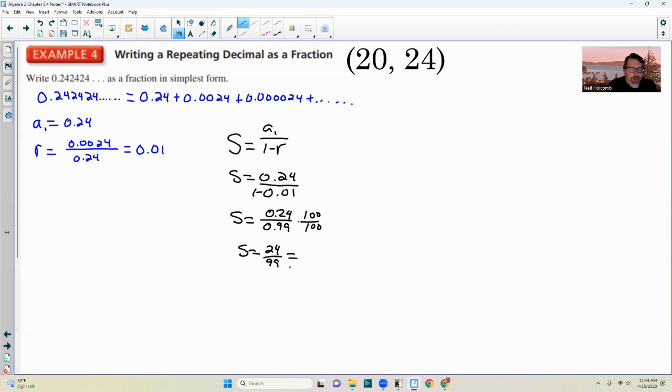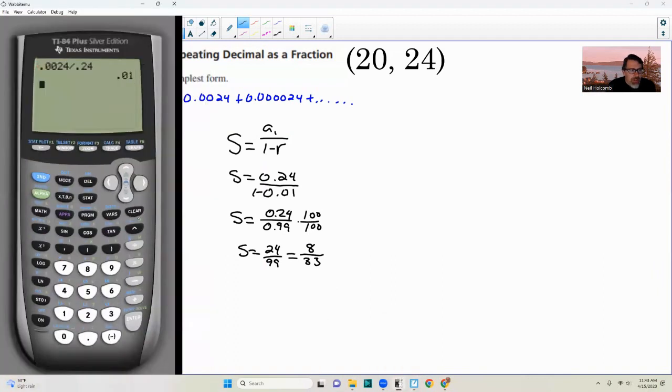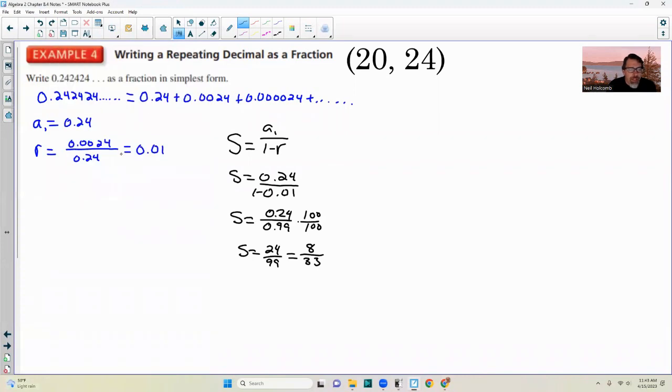Now 24 divided by 99 reduces: 3 will go into 24 8 times, and 3 will go into 99 33 times. So the repeating decimal that will give us 0.24 is 8 divided by 33. And that is actually really cool. So if I hit clear here and check it, 8 divided by 33, enter, my mind equals blown. All right, so that's really cool, repeating decimals. So after doing this, you should be able to do problem numbers 20 and 24 in your exercises.